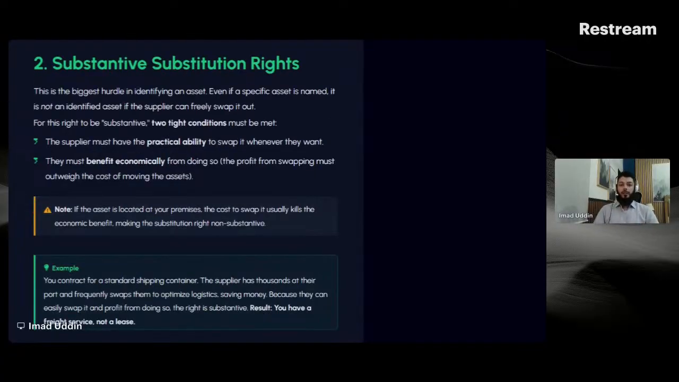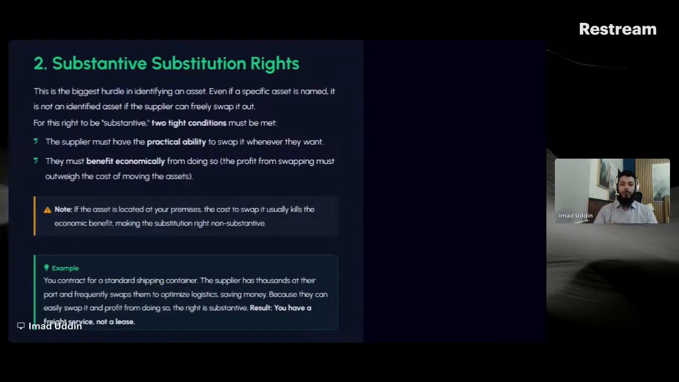Now, what are our substantive substitution rights? This is the biggest hurdle in identifying an asset. Even if an asset is named, even if it's serially numbered, it is not an identified asset if the supplier can freely swap it out. So the supplier must have the practical ability to swap it for whatever they want for this particular substitution right for the lessor to exist. And they must benefit economically from doing so.